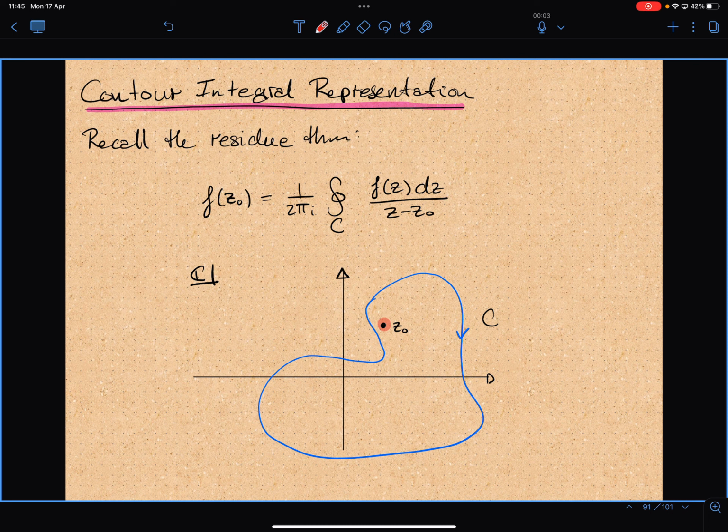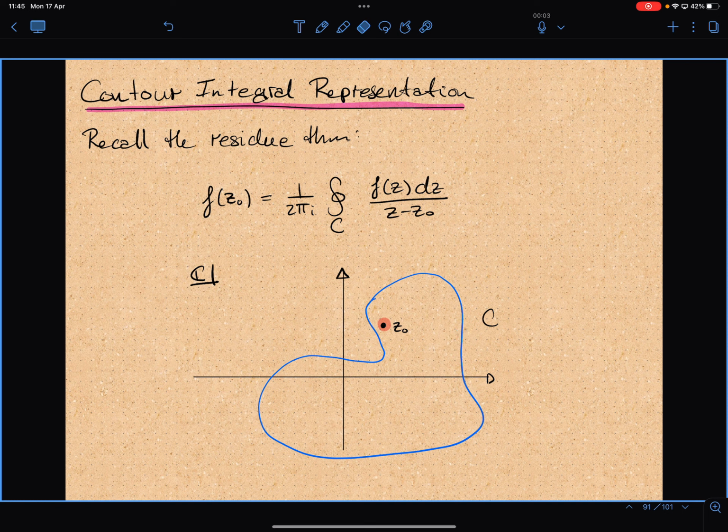And the driving force for contour integrals in the complex plane is this residue theorem. And this is what we use: the value of a function at a point c naught, you can write it as the contour integral.